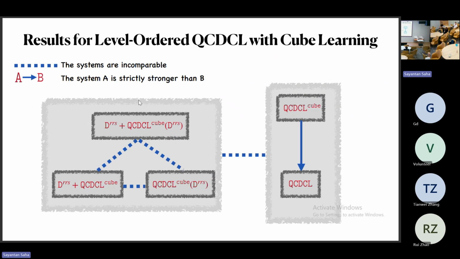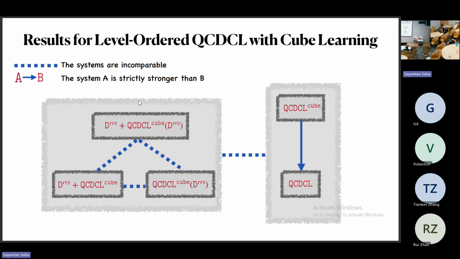But what happens when we add dependencies to these systems? Even with cube learning, these pairs of systems remain incomparable, and they still remain incomparable with basic QCDCL.